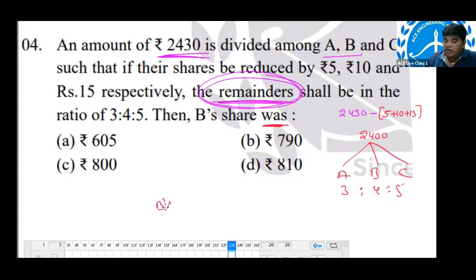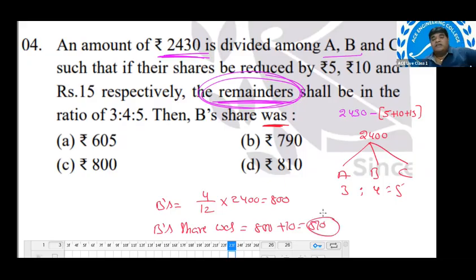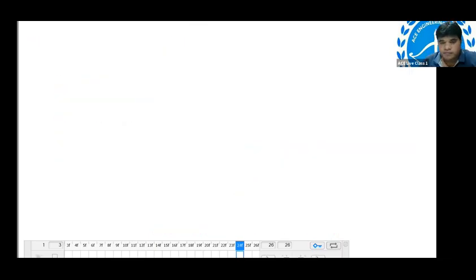So what is the base share? B's base share is 4/12 into 2400, that is equal to 800. But the original share was 800 plus 10. Then the answer is 810 rupees. Okay, answer 810 rupees. An amount 2430 is divided among A, B, C such that if the shares are reduced, the remainders are in the ratio given. Okay, friends. Okay, no? Next.